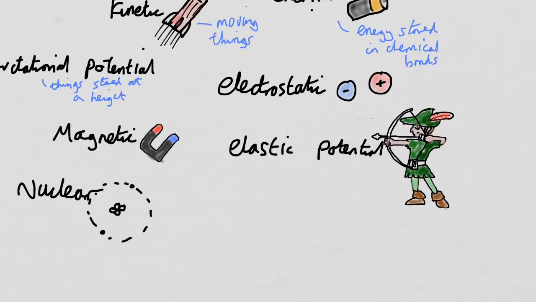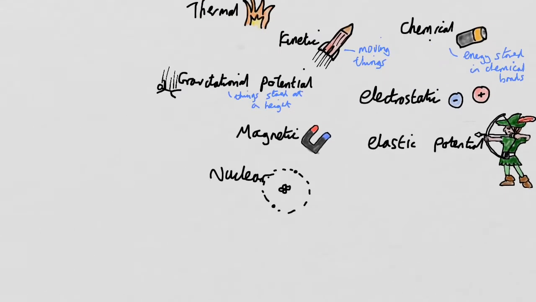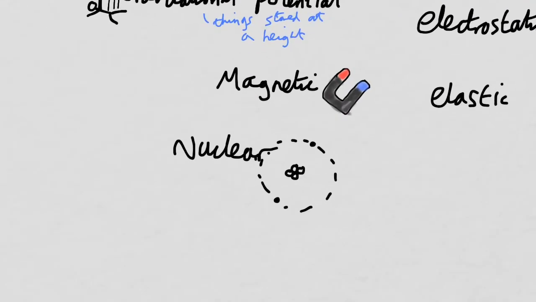We're going to look at elastic potential. If you stretch something, for example a bow and arrow, then it's going to want to ping back, so you're storing energy in the bow and arrow. If you were to stretch a rubber band, then you're going to store energy in the rubber band. If you were to compress a spring, then you are going to store energy in that spring. That's called elastic potential energy.